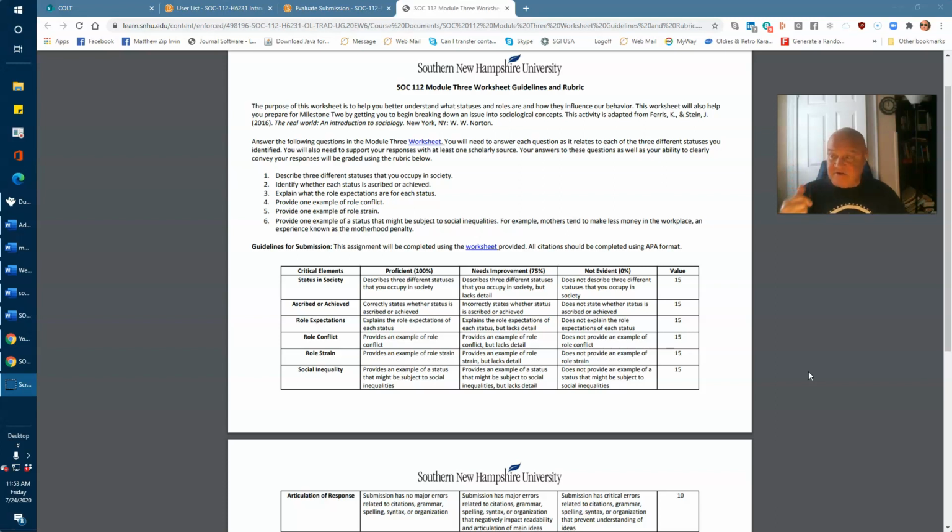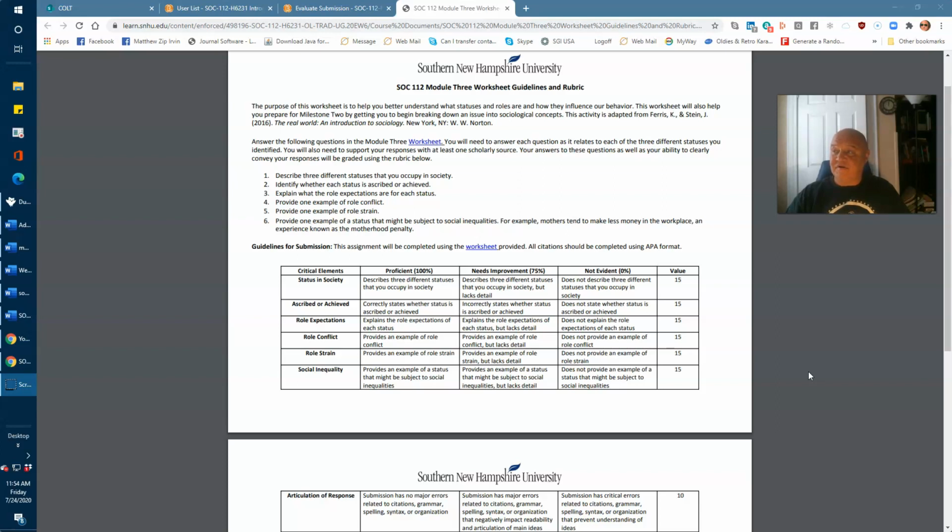The second thing I'm going to do is provide you two very succinct yet excellent examples from your fellow students about how to do this particular assignment. And then three, a couple of reminders about some issues or problems. The purpose of this worksheet is to help us understand what statuses and roles are and how they reflect. This ties into milestone two.